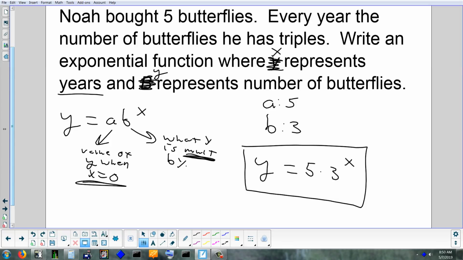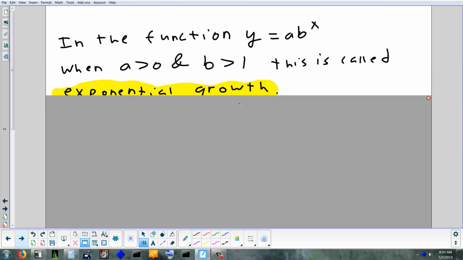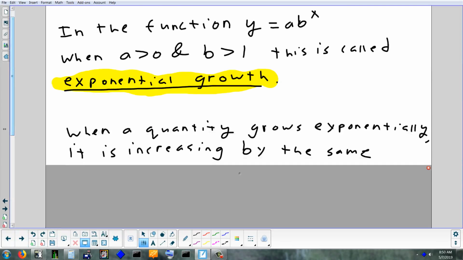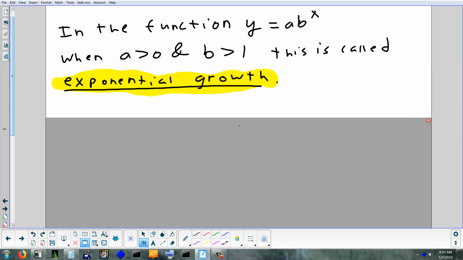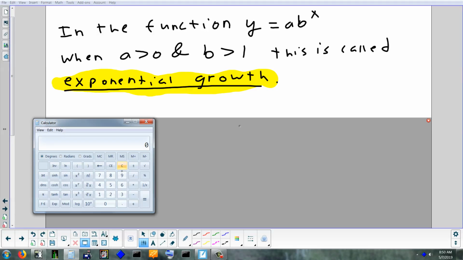Sometimes with something like that, we may give you the formula in the problem. Like y equals 7 times 2 to the x. We might ask how many butterflies they have after 3 years. Just plug in the number of years into the formula and you'll get your answer. So sometimes you may not even have to set up the formula. You just have to know that x represents years, plug in the number of years and solve.